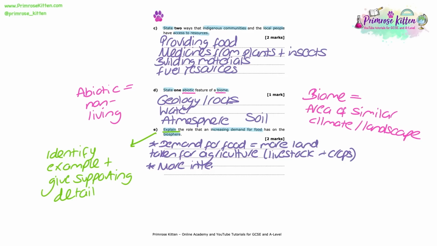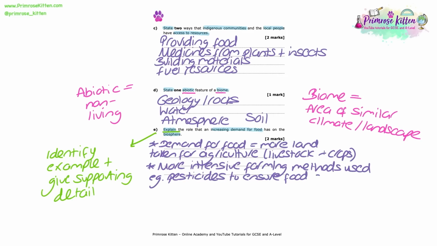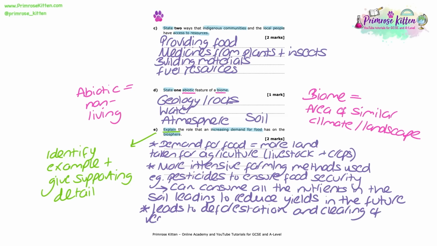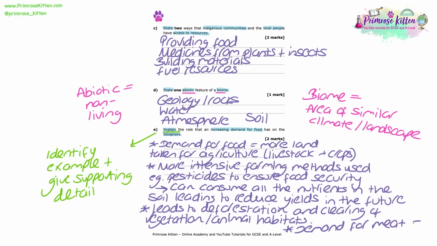Or that it leads to more intensive farming methods being used, such as pesticides to ensure food security. This can then consume all the nutrients in the soil, leading to reduced yields in the future. You might also state that it leads to deforestation and clearing of vegetation and animal habitats. A final possible response might include that an increased demand for food leads to increased demand for meat, which can lead to more cows and the greater production of methane gas, which is harmful to the climate.